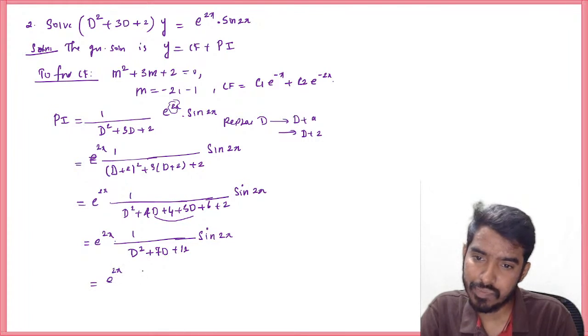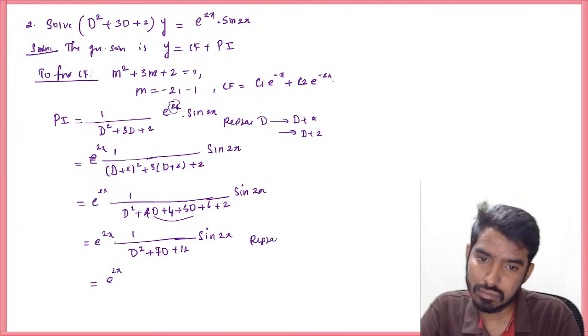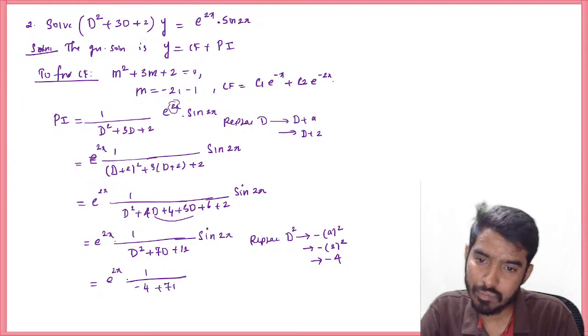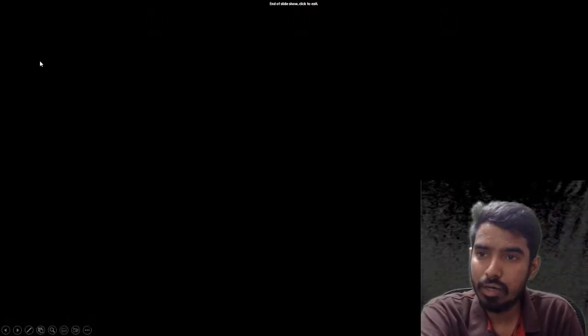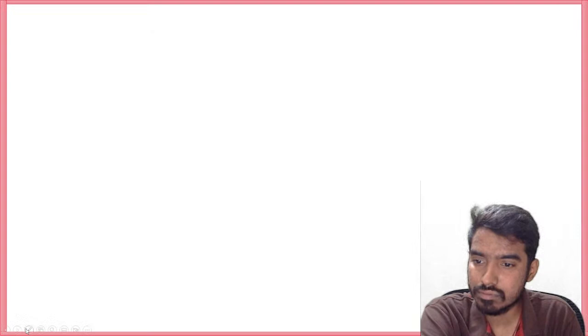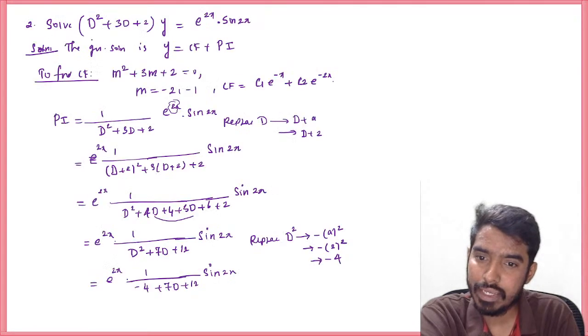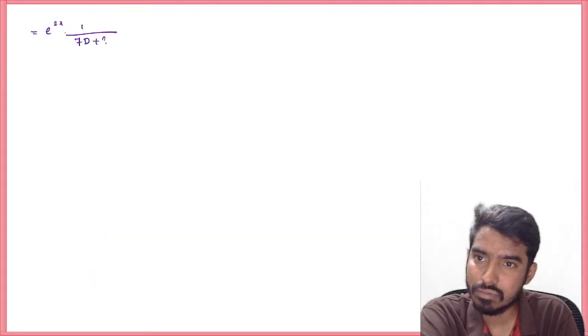So e power 2x. Now you have to replace D square by minus of a square. So a is 2, minus 4, right? You have to apply type 2 here because sin x. So 1 divided by minus 4 plus 7D plus 12, sin 2x. This will be e power 2x, 1 divided by 7D plus 8, sin 2x.